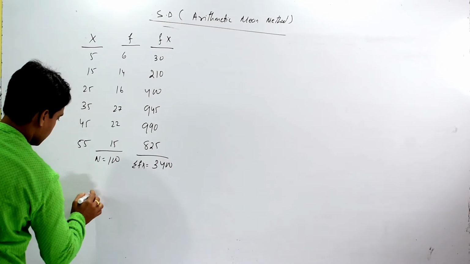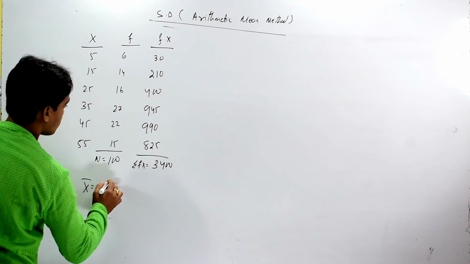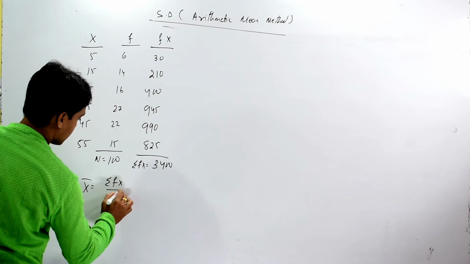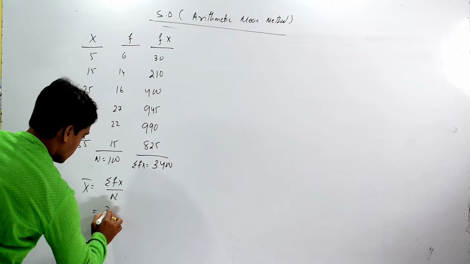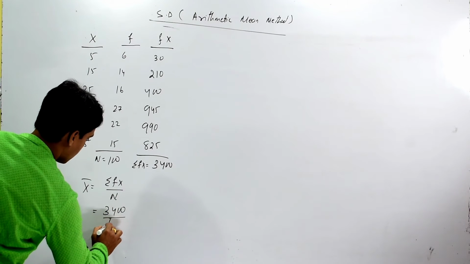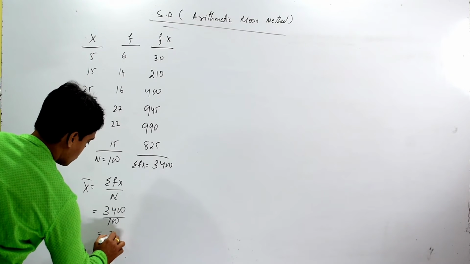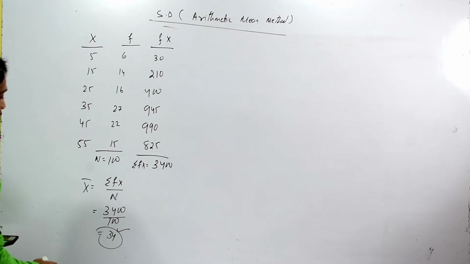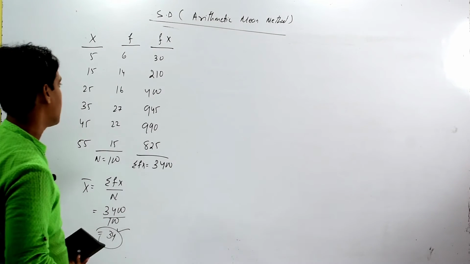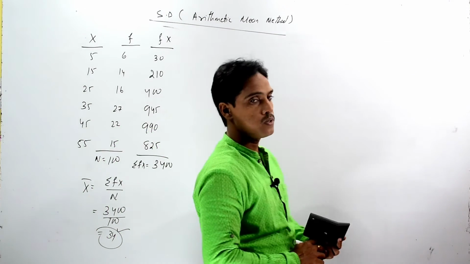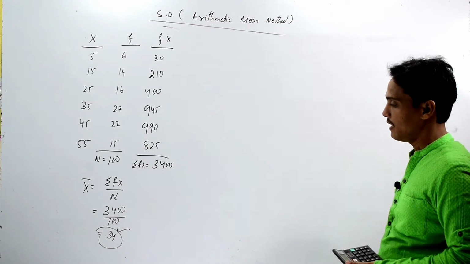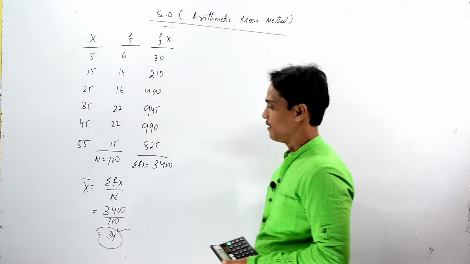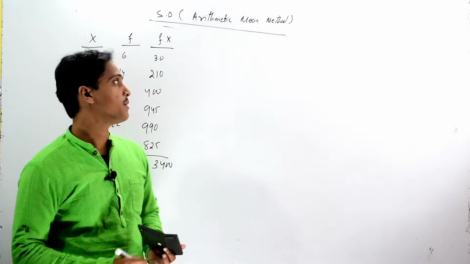So our arithmetic mean, that is x bar, equals summation fx by n. So by putting the values, that is 3400 divided by 100 equals 34. So our arithmetic mean is 34. Now we should compute the standard deviation of the given series by using the arithmetic mean method.